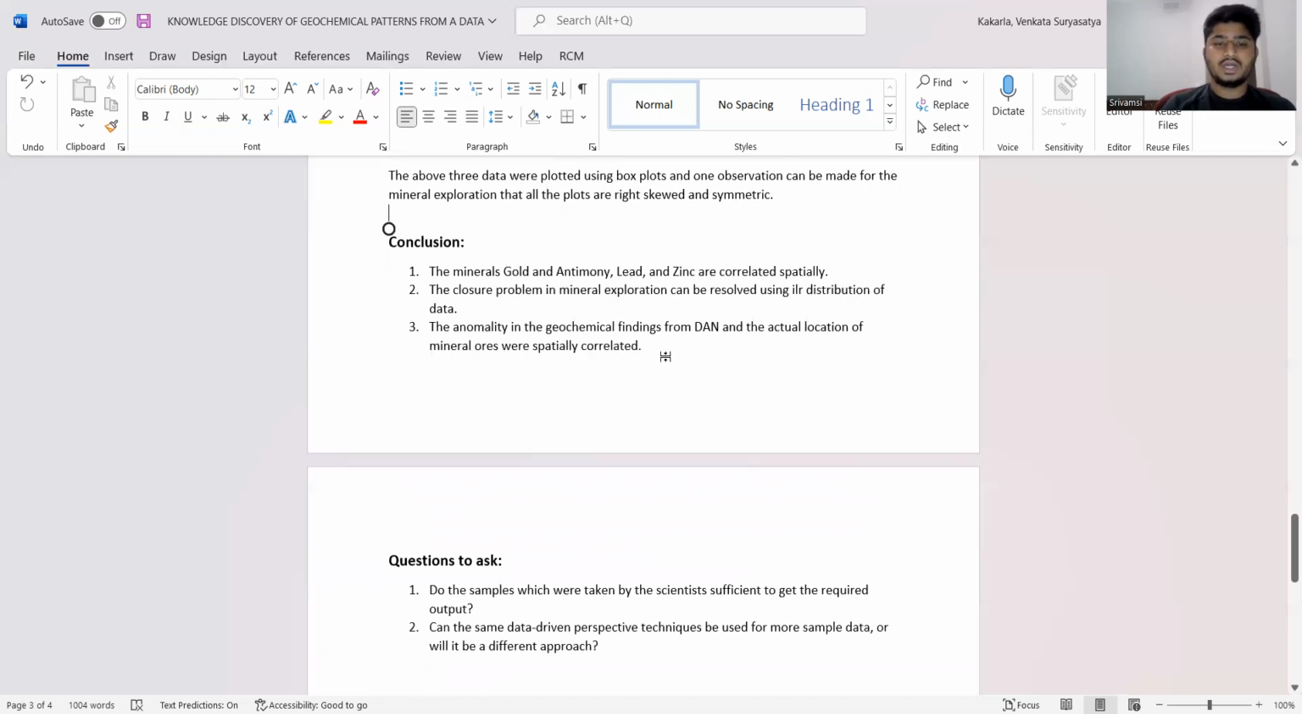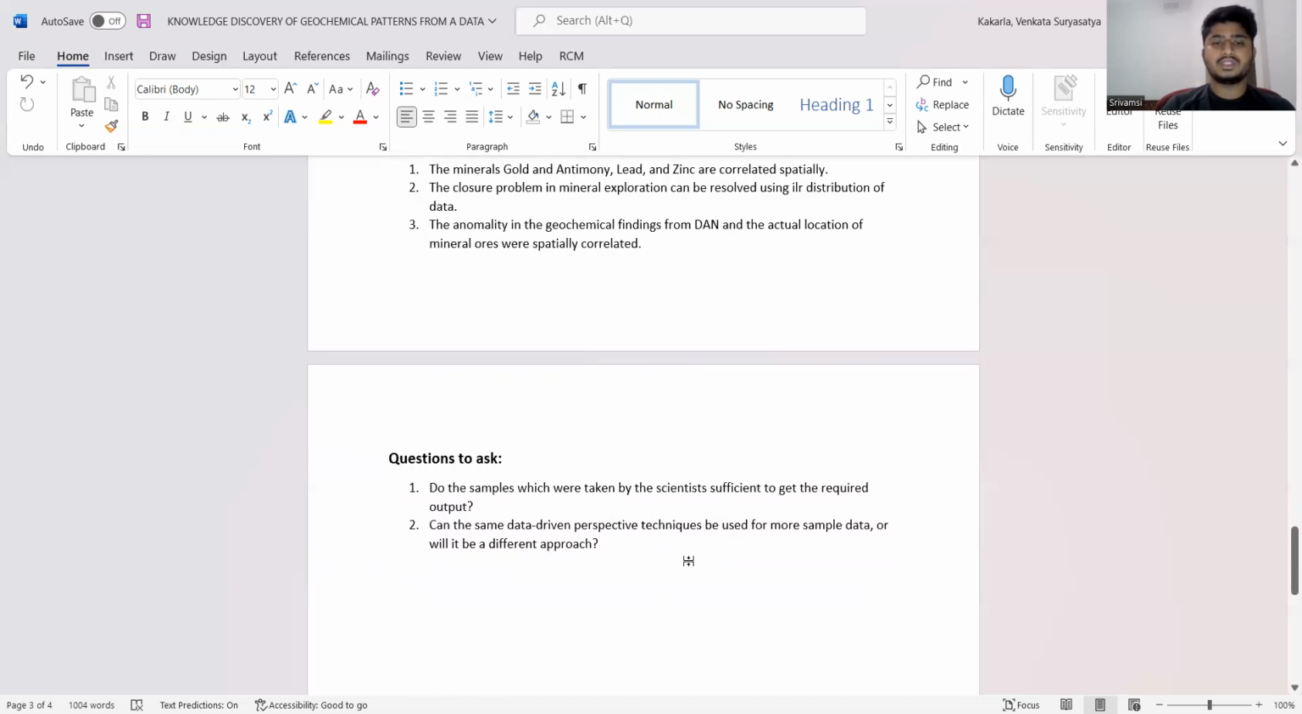This is the conclusion, and the questions I wanted to ask are: are the samples taken by the scientists sufficient to get the required output? And the second question is, can the same data-driven techniques be used for more sample data, or will it need a different approach? These are the questions I wanted to ask.